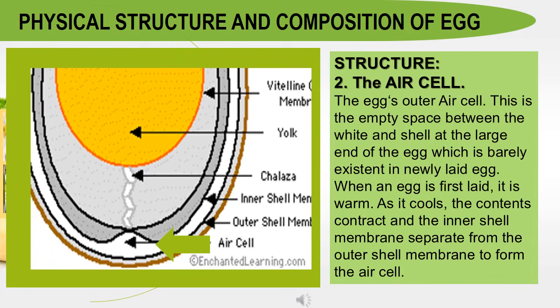Number 2, the air cell, the egg's outer air cell. This is the empty space between the white and the shell at the large end of the egg, which is barely existent in a newly laid egg. When an egg is first laid, it is warm. As it cools, the contents contract and the inner shell membrane separates from the outer shell membrane to form the air cell.